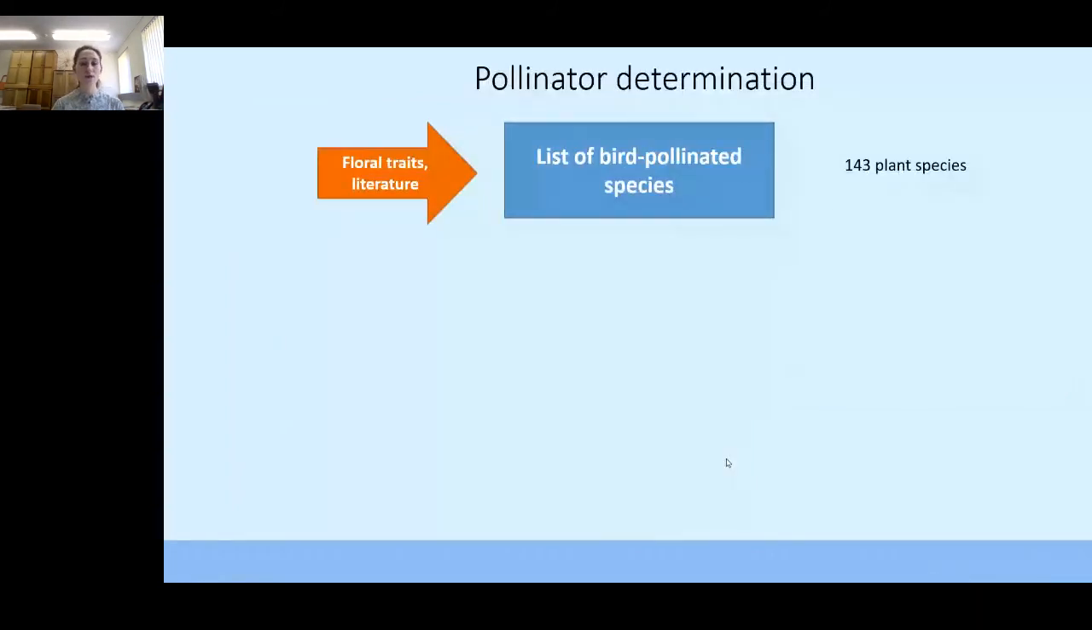To start off with, I compiled a list of bird-pollinated species, and I did this by going through literature to see records of species that have been classified as bird-pollinated, and then also using the traits of bird pollination to determine whether or not a species was likely to be bird-pollinated. And I came up with 143 different species in my study region that were potentially bird-pollinated.